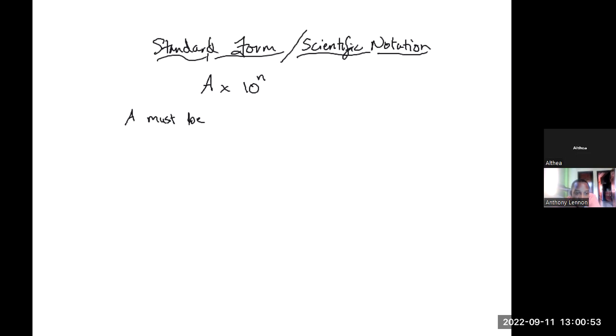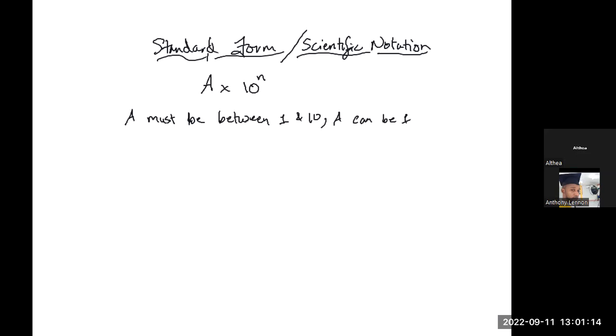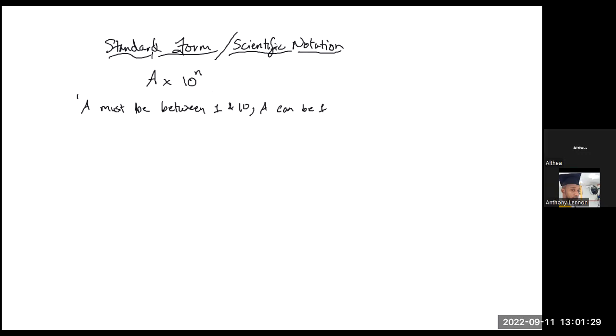So a must be between 1 and 10. And a can be 1 though. So again, scientific notation, a concise way of writing very large and small numbers. All right. A must be, I'm talking about a here. This a here must be between 1 and 10, and it can be 1.